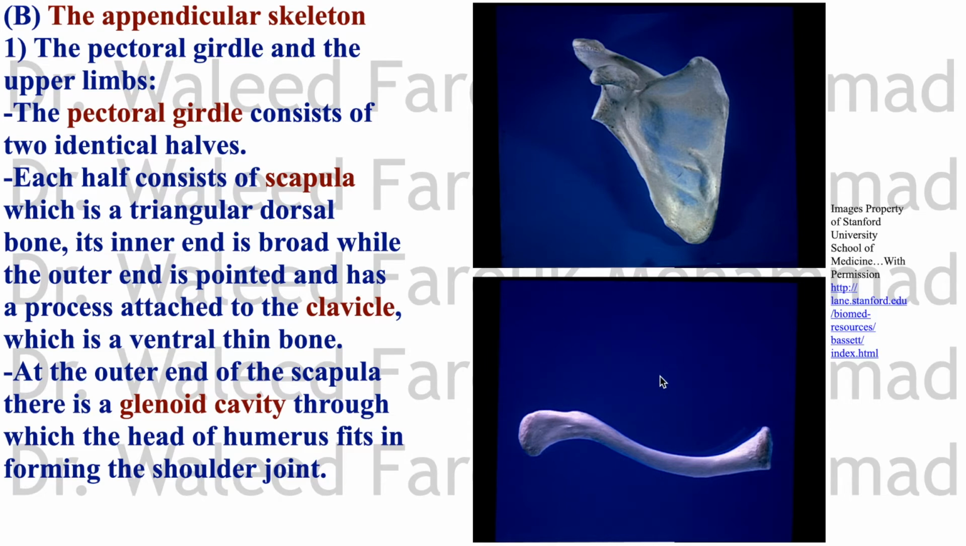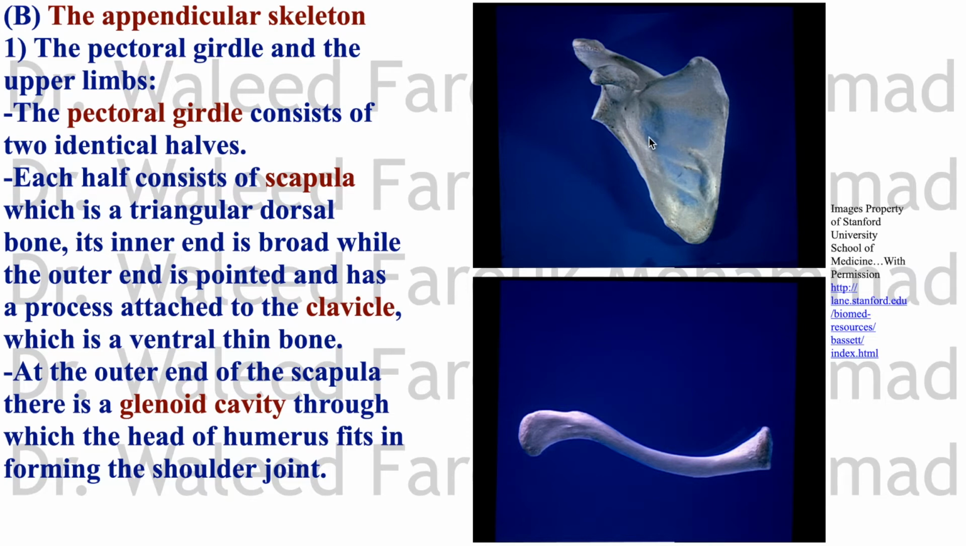So the only bony connection or joint connection with the upper limb is the medial end of the clavicle with its joint with the sternum. Okay, so we learned the pectoral girdle, which is formed of the scapula. You see, it's a thin bone. You can see through this bone the scapula.